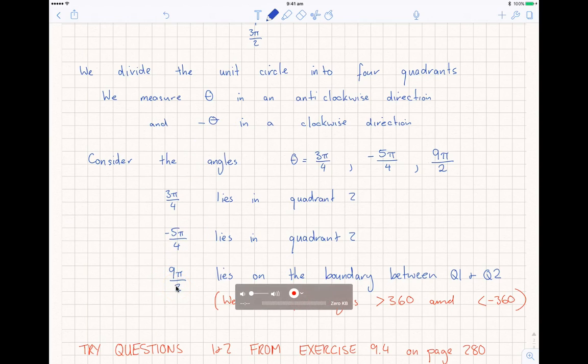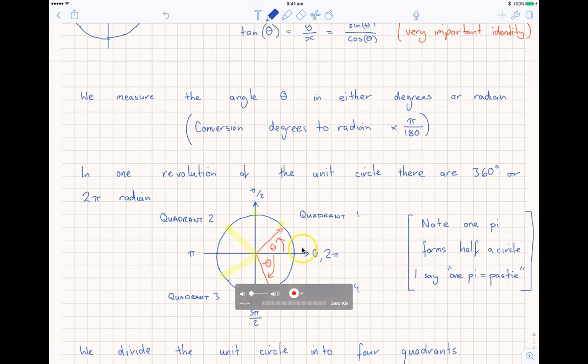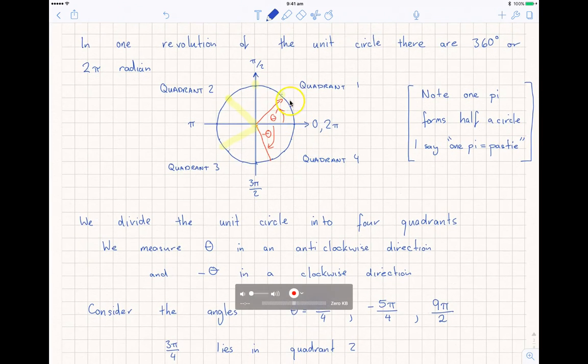9 pi on 2. So we can actually go around the unit circle more than once. If you write that as a mixed fraction, that would of course be the same as 2.5 pi's. Was it positive or negative? Positive. Okay. So if we go in the positive direction, 1/4, 2/4, 3/4, 4/4, 5/4, 6/4, 7/4, 8/4, 9/4. It puts us on the boundary right here. So we say it's on the boundary between quadrants 1 and 2.